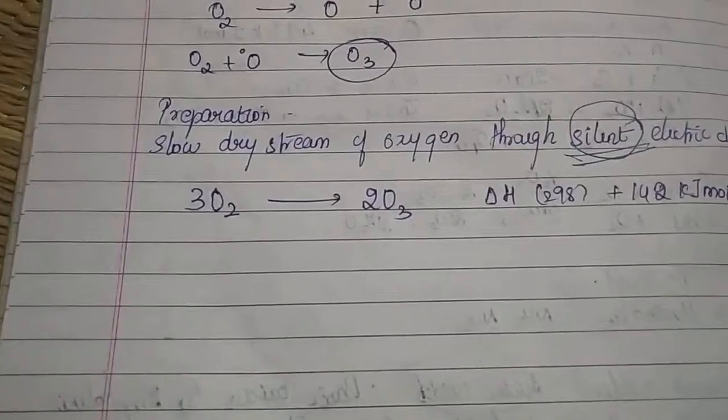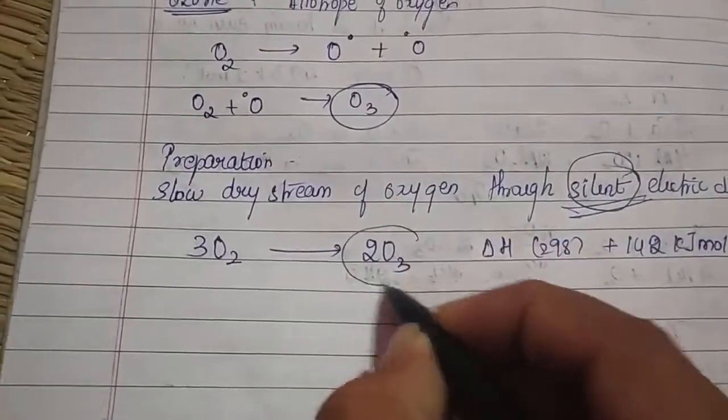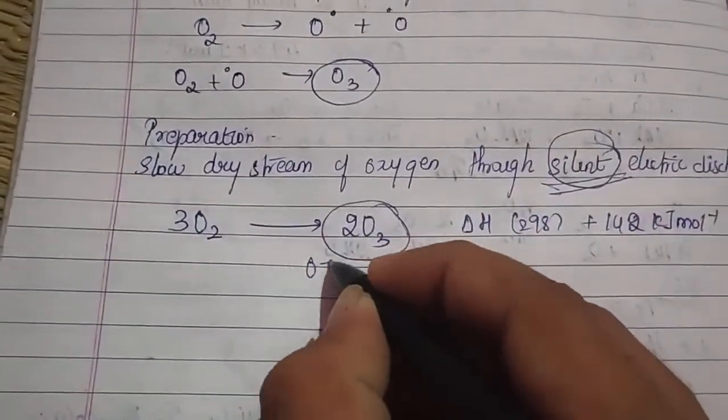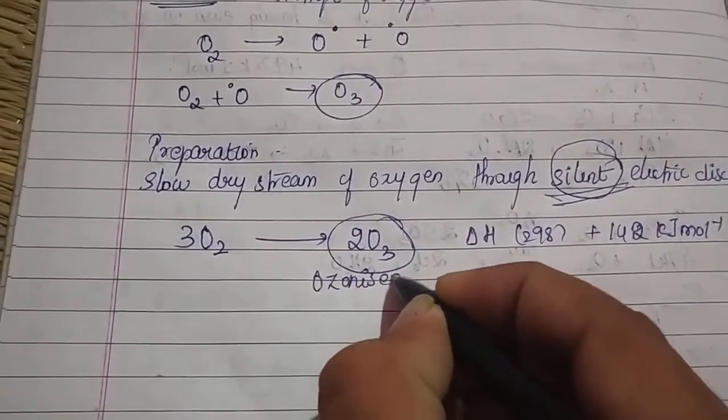Okay, the process is generally such that whatever product you have obtained is mainly called your ozonized oxygen.